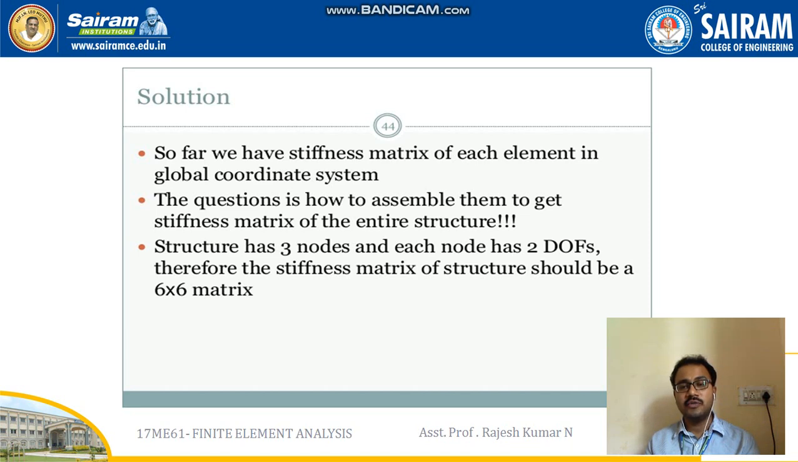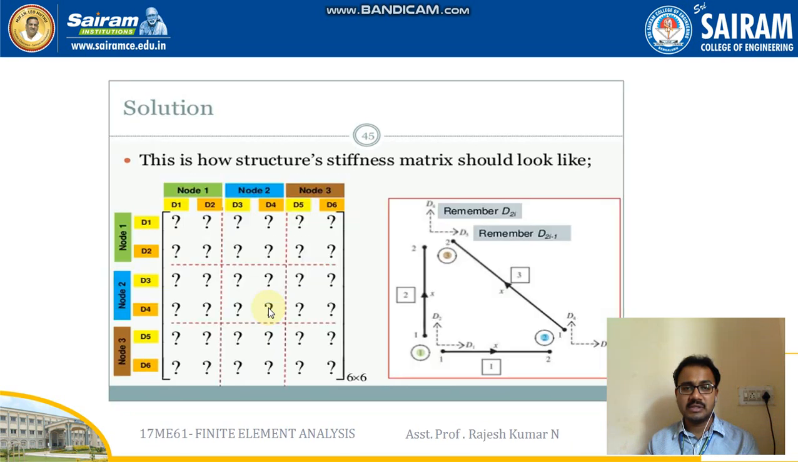Now the next question is how to assemble them. We have three nodes in the given structure and each node has 2 degrees of freedom, therefore the stiffness matrix of the structure should be a 6 cross 6 matrix. You can see here, in continuous order I write node 1, node 2, node 3, on both the upper side and the left hand side. So D1, D2, D3, D4, D5, D6. I have written a 6 cross 6 matrix, you can see here. And now I will be assembling.